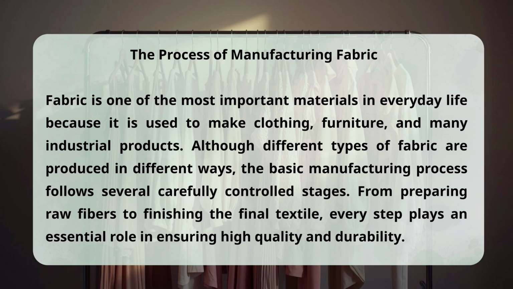Fabric is one of the most important materials in everyday life because it is used to make clothing, furniture, and many industrial products. Although different types of fabric are produced in different ways, the basic manufacturing process follows several carefully controlled stages. From preparing raw fibers to finishing the final textile, every step plays an essential role in ensuring high quality and durability.